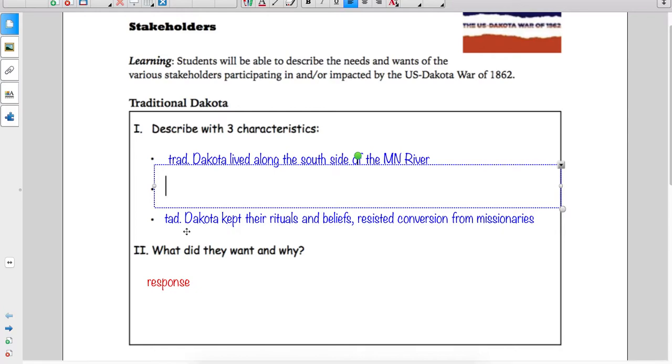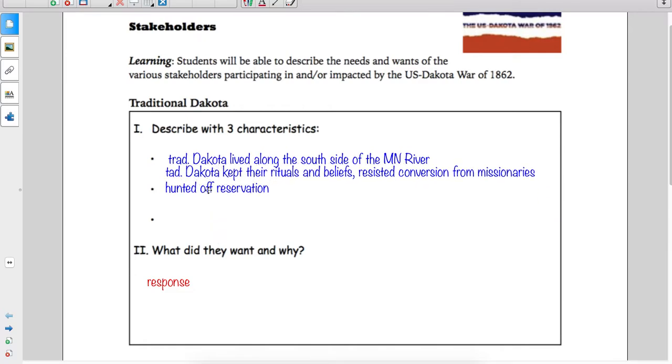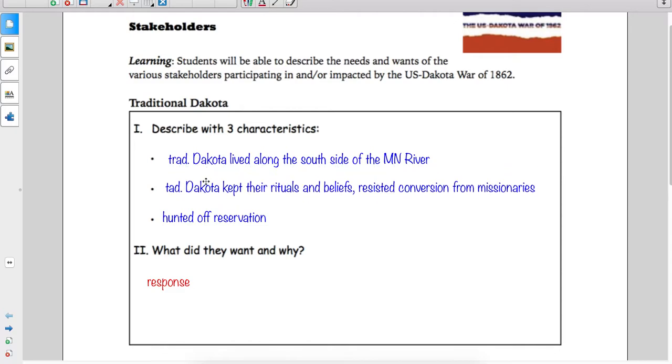So, hunted off reservation. And then I want to switch these two because they're out of order. Okay, so now I have my 3 notes and then my want.